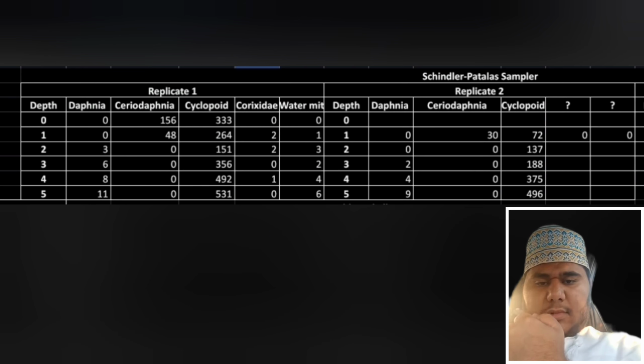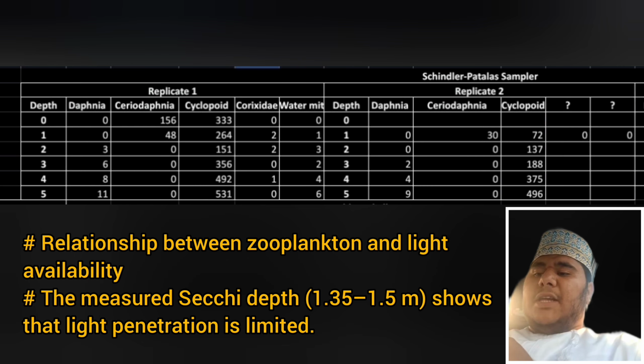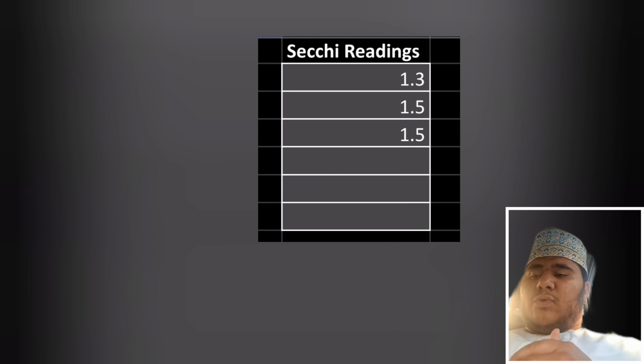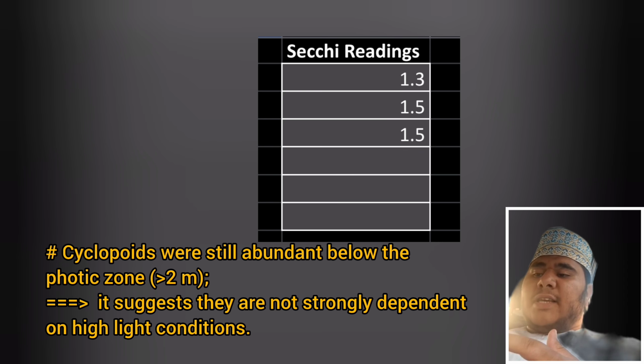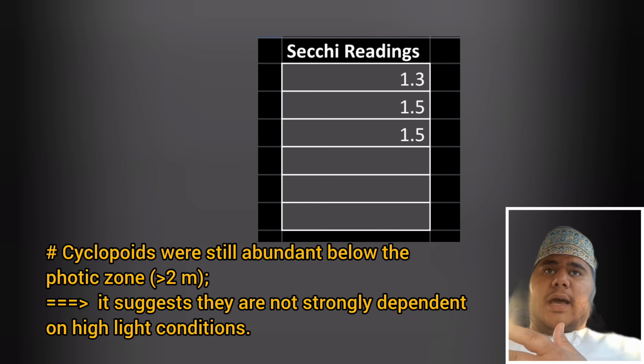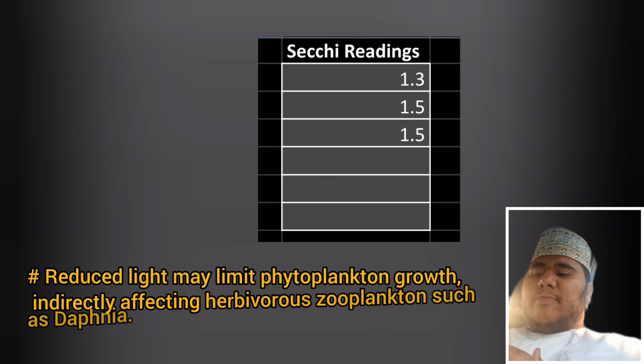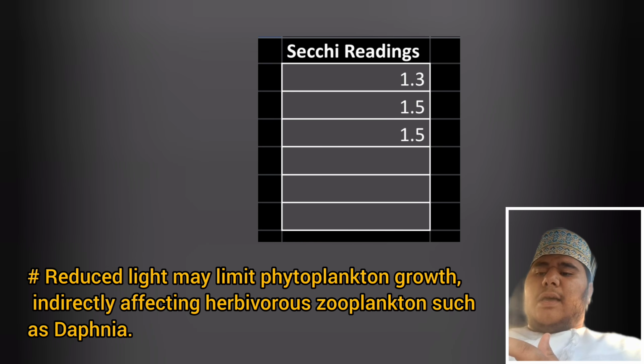Now we move to the other points. The relationship between zooplankton and light availability. The measured Secchi depth from 1.35 to 1.5 meters shows that light penetration is limited. Since cyclopoids were still abundant below the photic zone, larger than 2 meters, it suggests they are not strongly dependent on high light conditions. Reduced light may limit phytoplankton growth, indirectly affecting herbivorous zooplankton such as Daphnia.